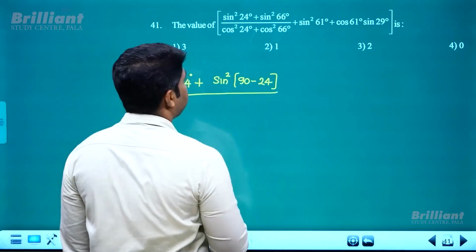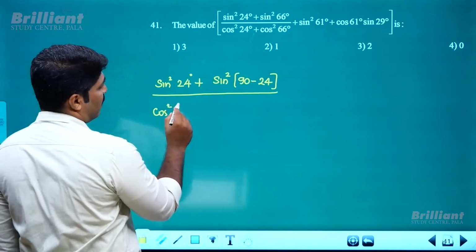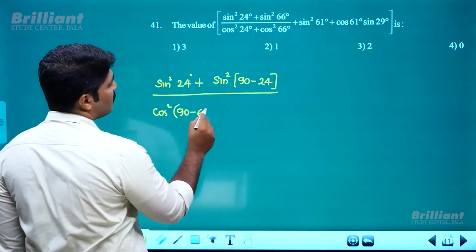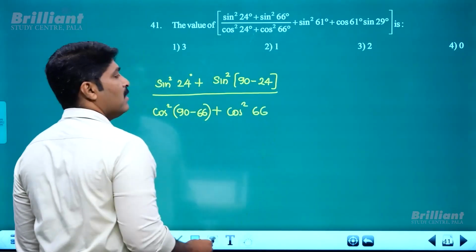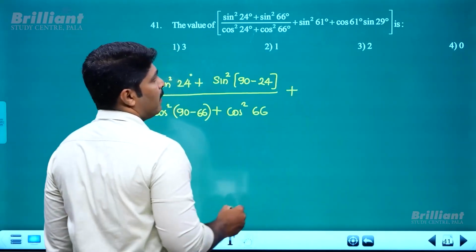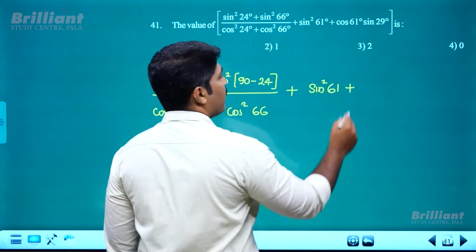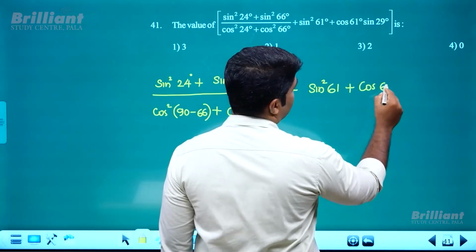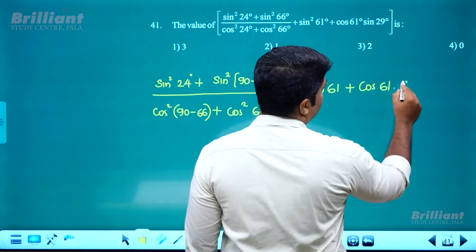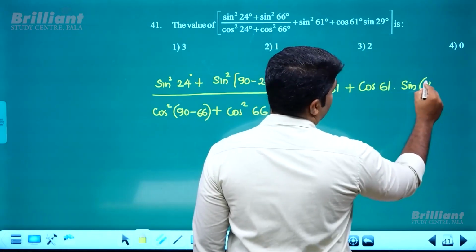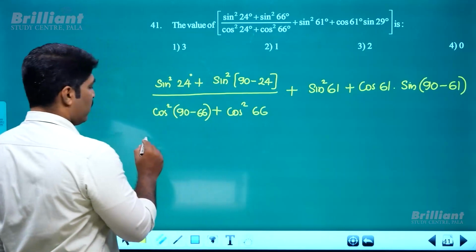Similarly, in the denominator, this cos we have to convert into the form of sine. Therefore, this is cos square of 90 minus 66 plus cos square 66, and on the right side, this is sine square 61. Keep it like that. Plus this is cos 61 into sine 29, we can write it as sine of 90 minus 61. Got it? And we can do the suitable conversions here.